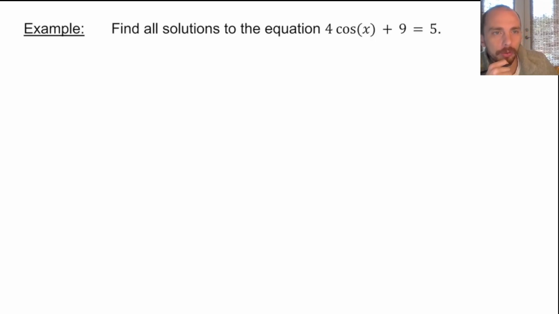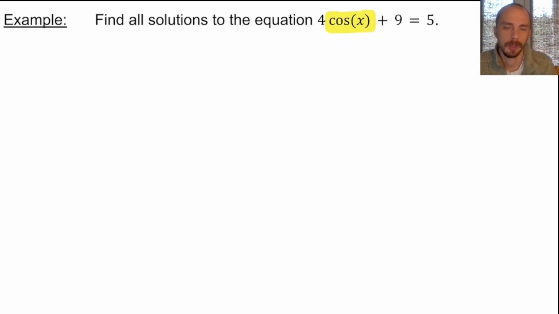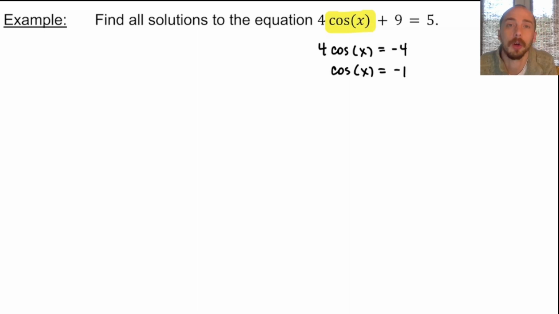So find all solutions to the equation 4 cosine x plus 9 equals 5. We need to isolate that cosine x. That's going to be the first order of business. So we're going to start by subtracting 9 from both sides and then dividing both sides by 4, and we'll see that cosine x equals -1.